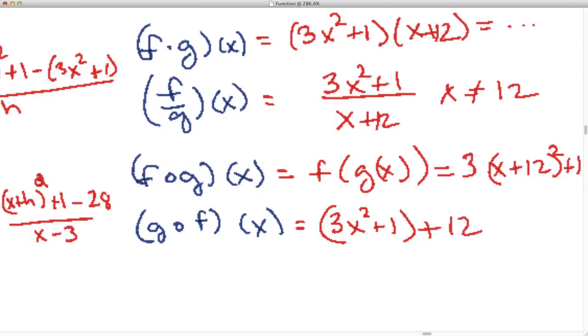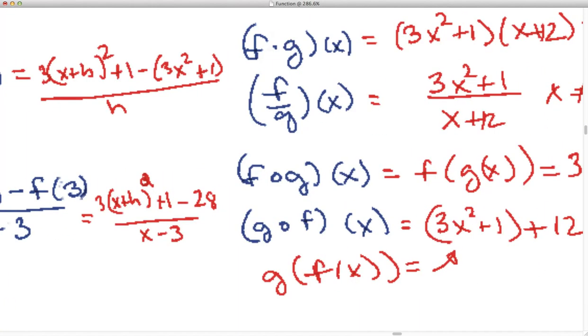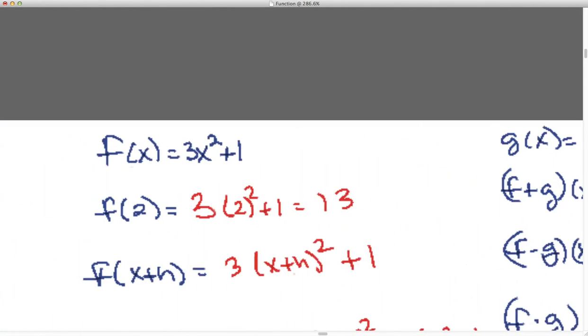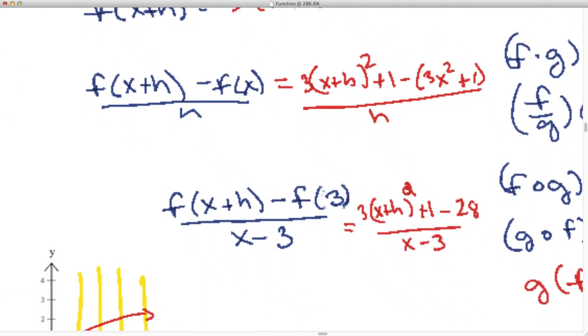I did these kind of fast just because I'm trying to explain the concept here, not actually do the work. So g of f of x is what I did right there. Plug in f of x everywhere you see an x in your g of x function. So if you understood those basic concepts, then you're good to go for functions.